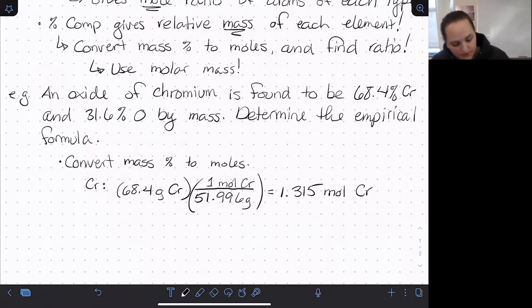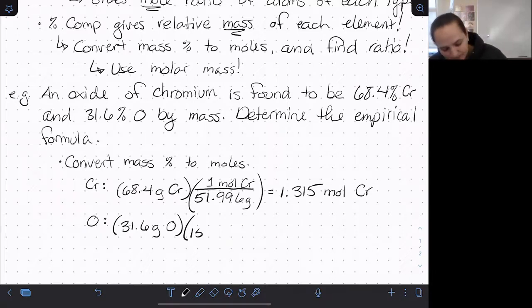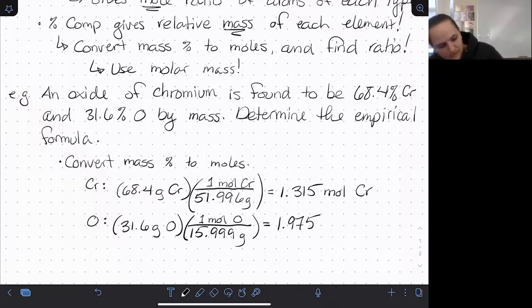We can do the same thing for oxygen. We know that this is 31.6% oxygen by mass. So if we had 100 grams of the whole compound, we would have 31.6 grams of oxygen in that sample. And the molar mass of oxygen from the periodic table tells us that 15.999 grams of oxygen is equivalent to 1 mole. Which means that we would have 1.975 moles of oxygen.